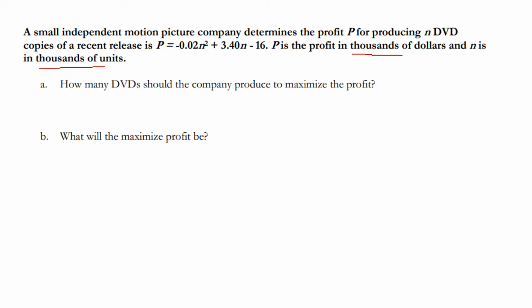This is a very real world scenario with profit and businesses. We make too many DVDs, we're losing money because they're not going to all get sold. We don't make enough DVDs, we're losing out on making profit because we could have sold more. So you're going to try to figure out what this is by finding the maximum profit and number of DVDs. That keyword there is maximize. Okay, so pause this, try it, and then we'll do it together.